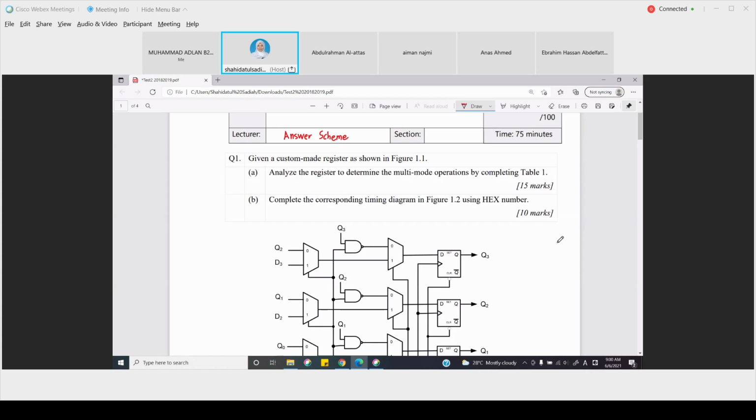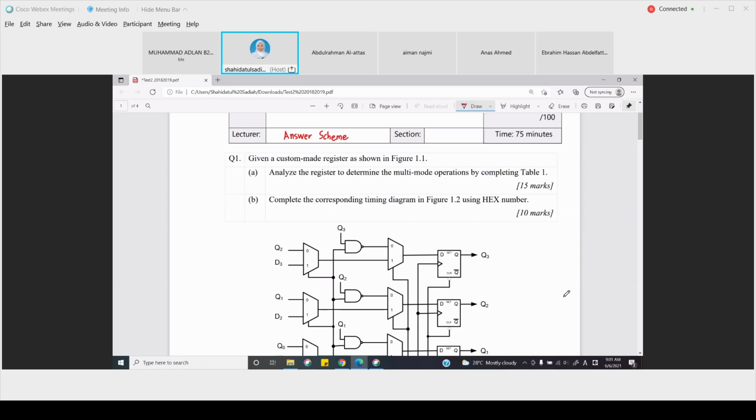Just like test one, there will be 4 questions. I think the first part will be on the register or the accumulator. I don't know which one, maybe the combination of those, register and accumulator. And then the other 3 questions are regarding the FSM.